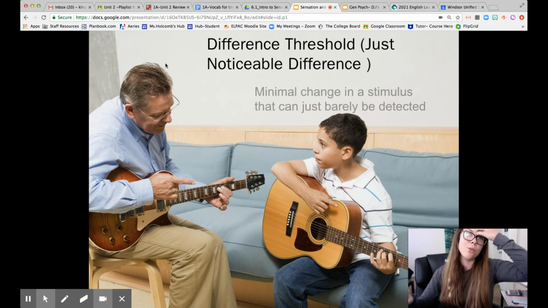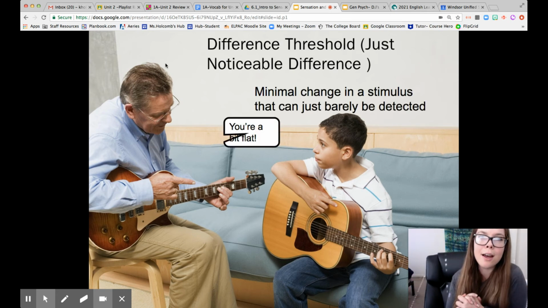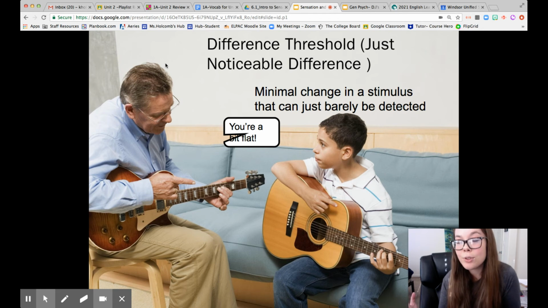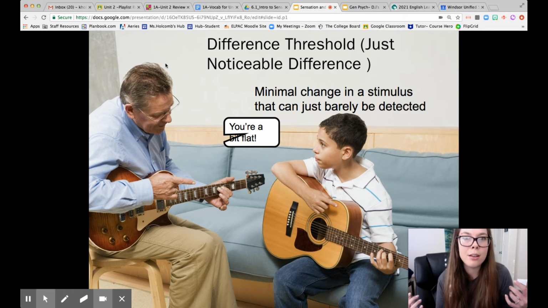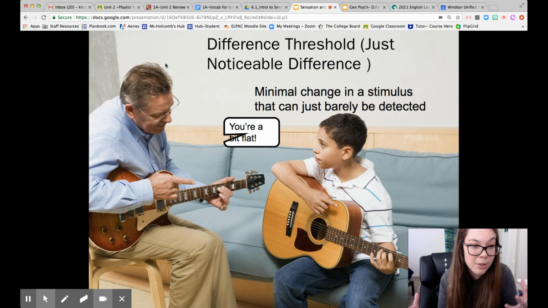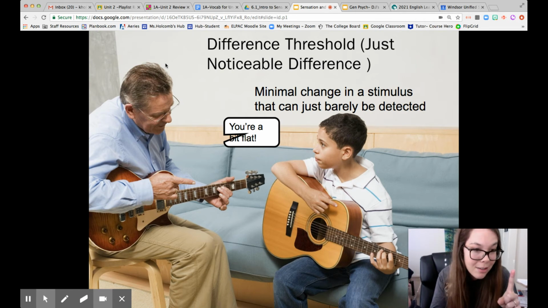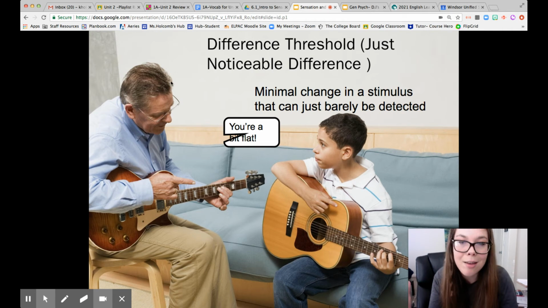And when we think about thresholds, there's another vocab term, the difference threshold, or just noticeable difference. I call it JND. It's the minimal change in a stimulus that can be barely detected, so just noticeable. If you're a musician and you've ever tuned a guitar, we're able to notice a just noticeable difference in the tuning, so we can tune our guitar. The difference threshold is the just noticeable difference because we are able to hear or see the slight difference in something, which allows us to detect it.